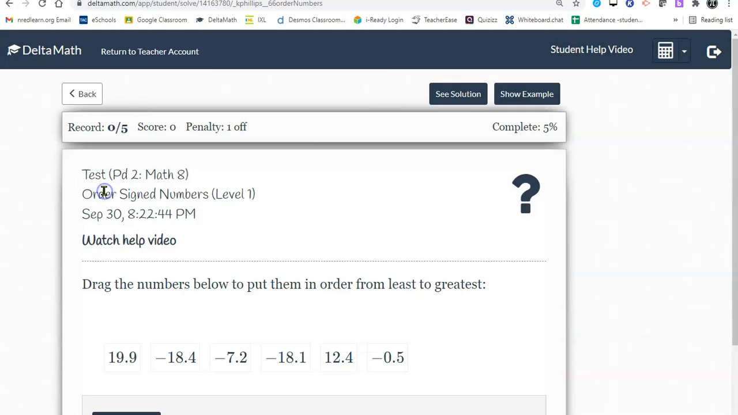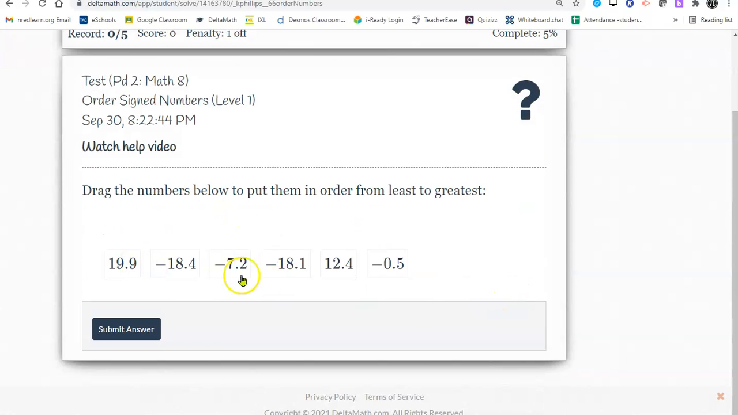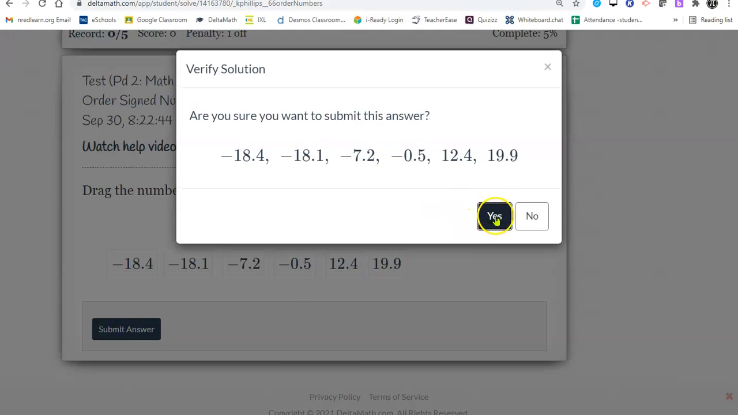The second one asks you to do it using rational numbers. Now remember, if you are a negative 18.1, 18.4 would be higher than you, or more negative. The same is true when you go into the positive direction. Once you're ready, submit your answer.